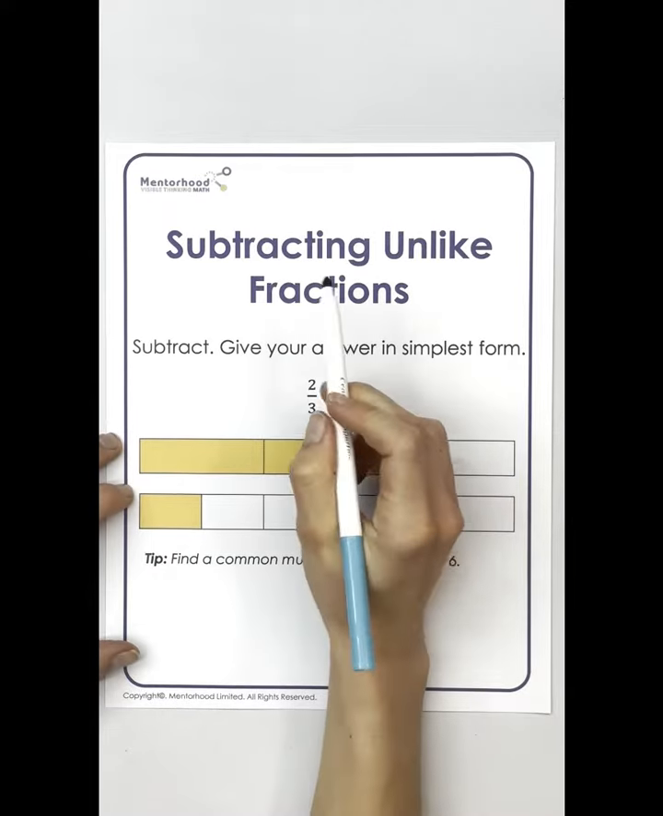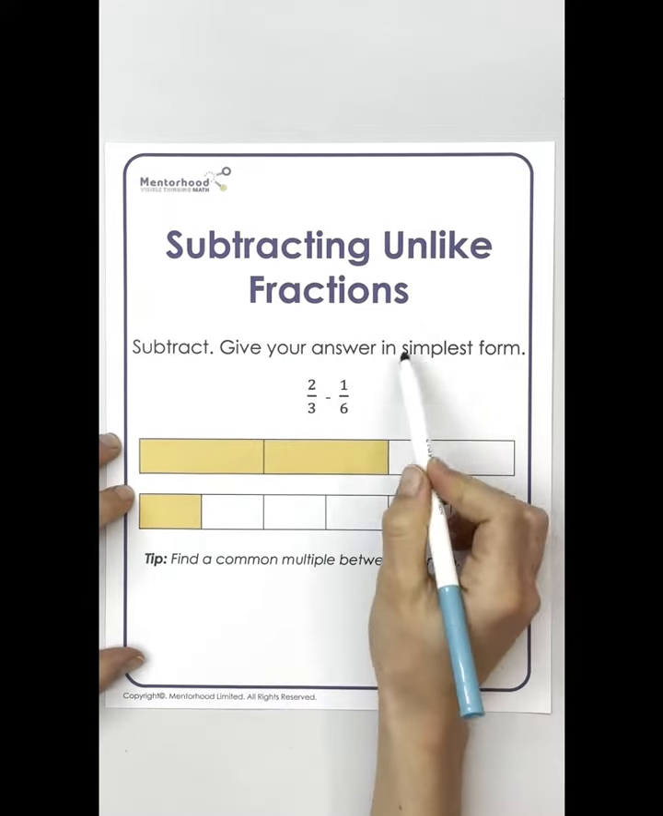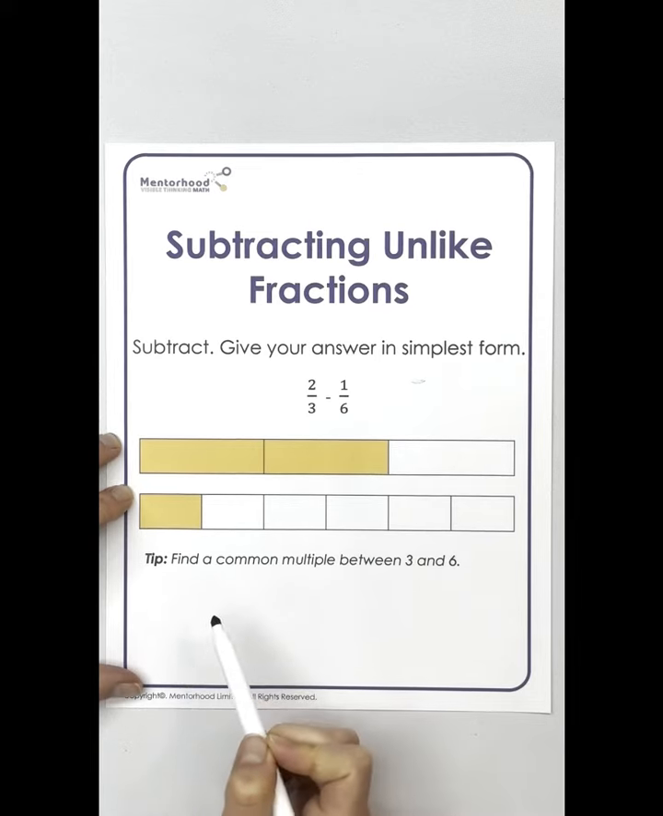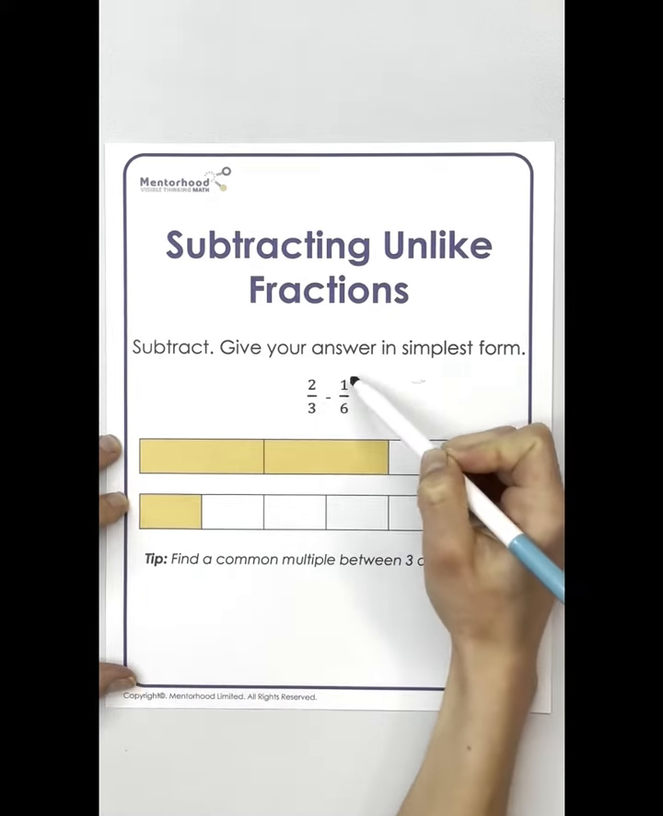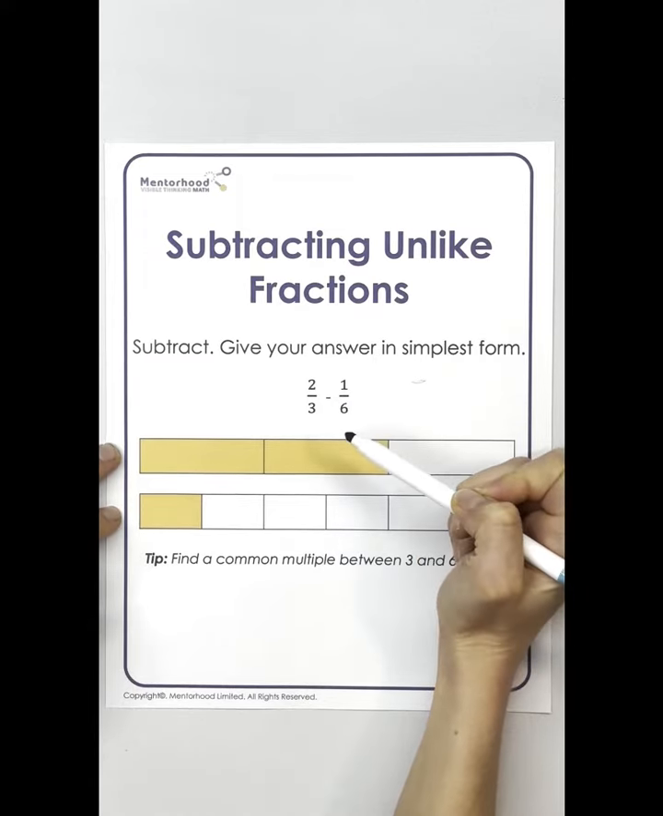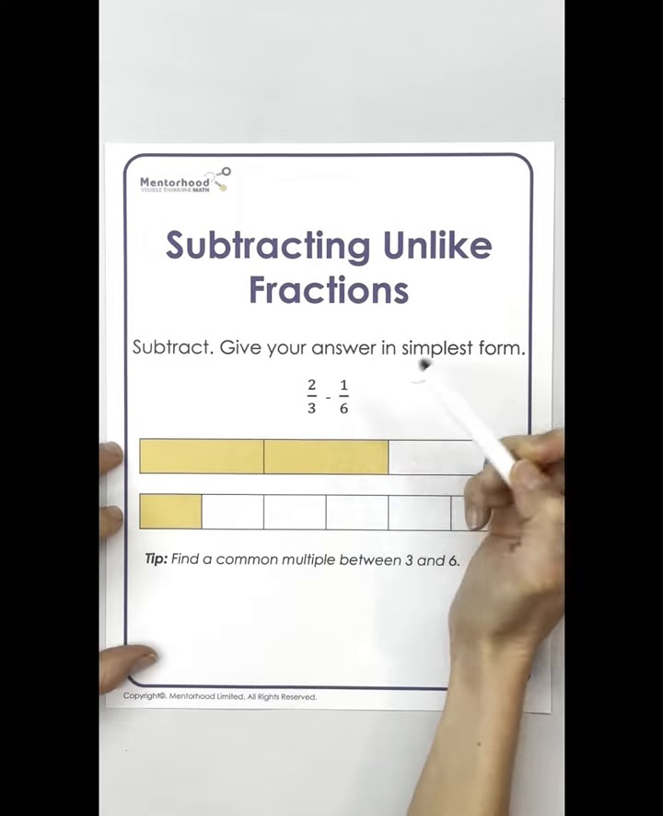Okay, we're going to try subtracting unlike fractions, and we'll make sure our answer is in simplest form. So first thing we have to do is to find a common multiple between 3 and 6. So I've got 2/3 and I've got 1/6. Now, how do I subtract those?